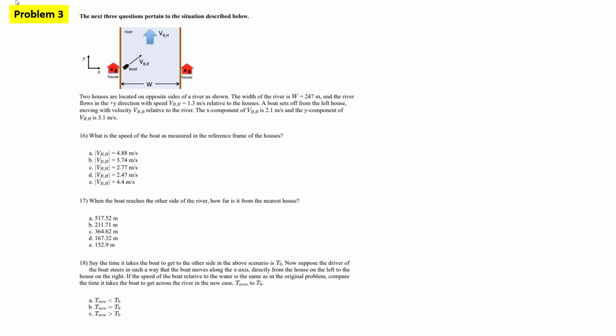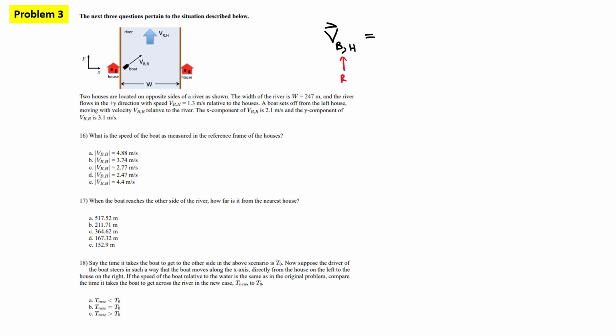All right, first question says, what is the speed of the boat as measured in the reference frame of the house? What I would suggest here is let's write down an expression for the velocity, and then you can find the magnitude at the end of the day. So what we're looking for is the boat relative to the house. What we're given in the problem is information regarding the boat relative to the river, right? So we're going to insert the river over here.